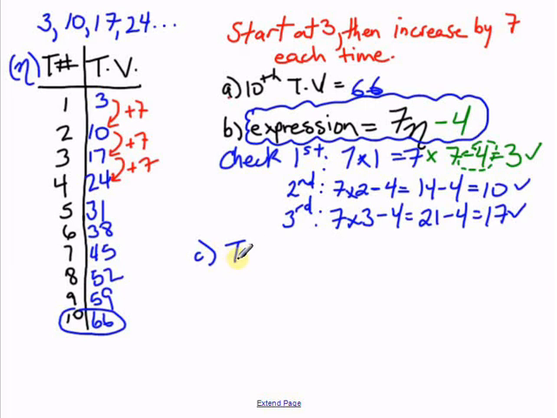So my expression is used to calculate any term value I want. Any number in this pattern, I can use this expression. 7 times the term number, take away 4. That's an ugly 4. Let's take that and fix that.